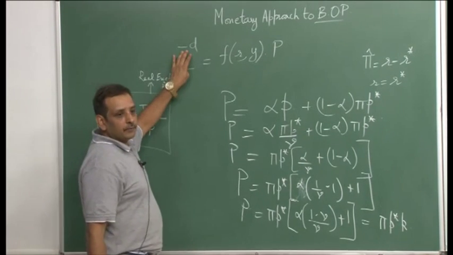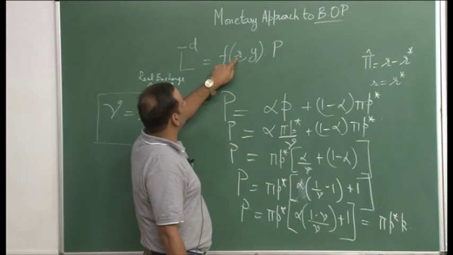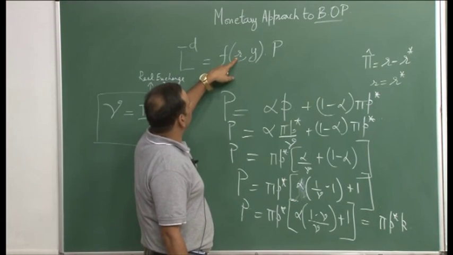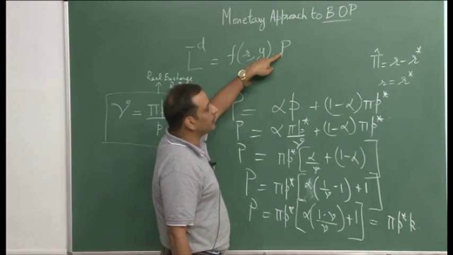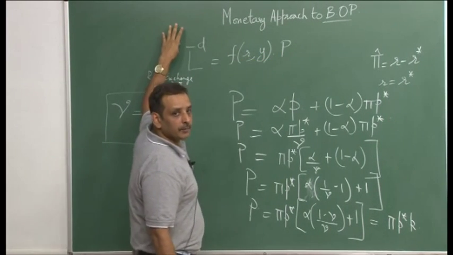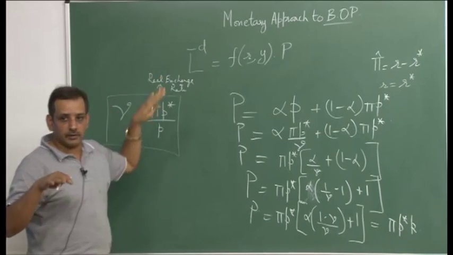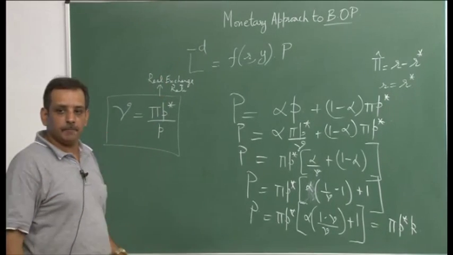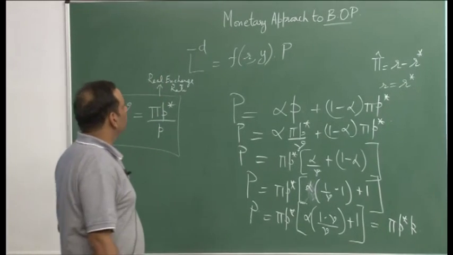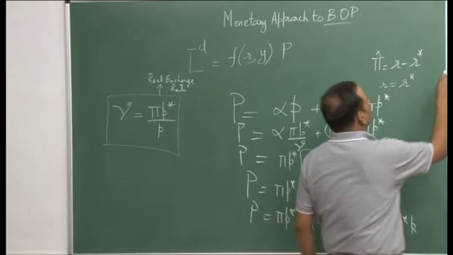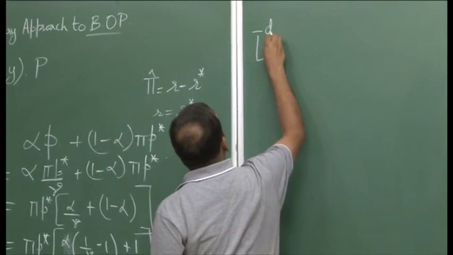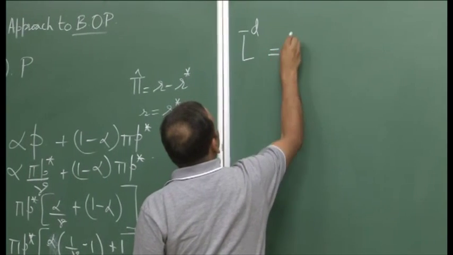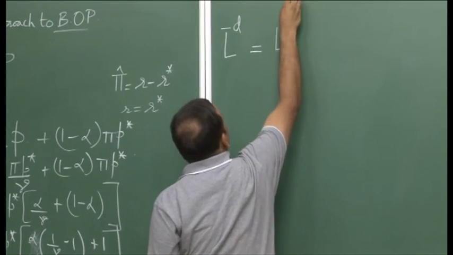So, the money demand function, wherein the rate of interest is fixed, income is at the full employment level, and P's are fixed, is not changing, it is fixed. But you have a money market equilibrium, wherein you will have L D equal to L S, this is money market equilibrium.